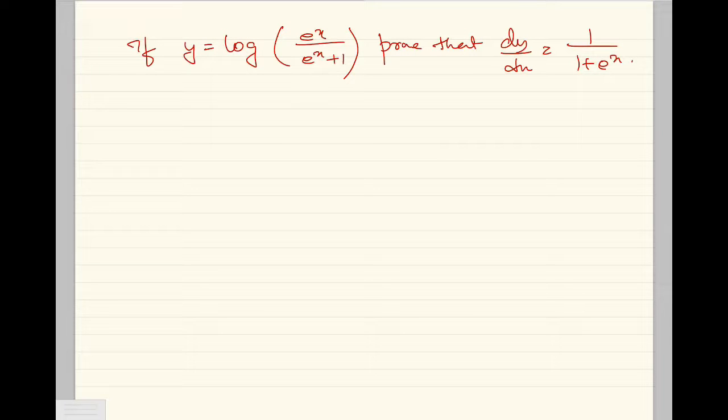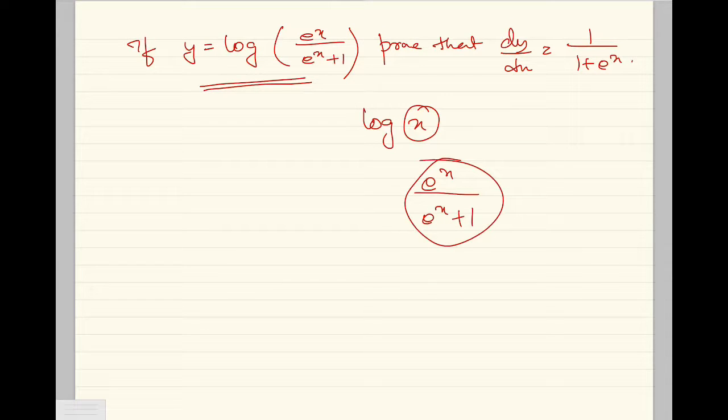Okay, the next one: if y equals log of e to the power x divided by e to the power x plus 1, prove that dy/dx equals 1 by 1 plus e to the power x. So this function definitely is a composite function, because normally it's supposed to be log x, but instead of x there is e^x divided by e^x plus 1, isn't it, everyone? So this has to be done by method of chain rule. Okay, let me rub this and start.